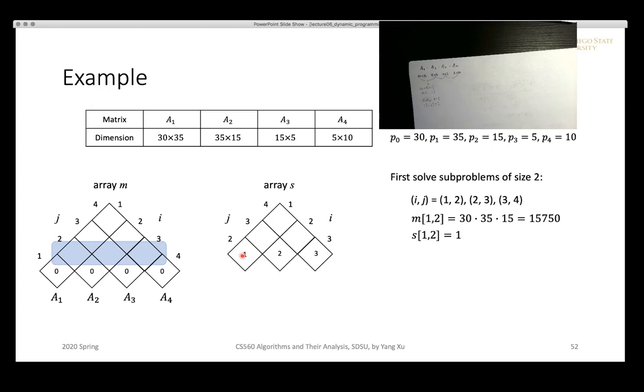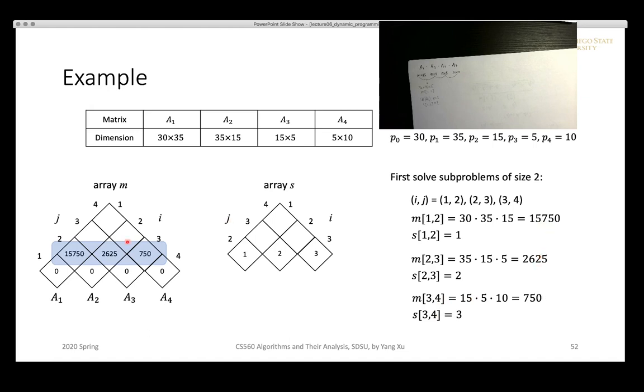Okay, and in the same way, we should solve A2 times A3. Because A2 is 35 times 15 and A3 is 15 times 5, M23 is 2625, and S23 is 2. And similarly for M23 and S23, we should copy these numbers into the M array, and we already did so for the S array.